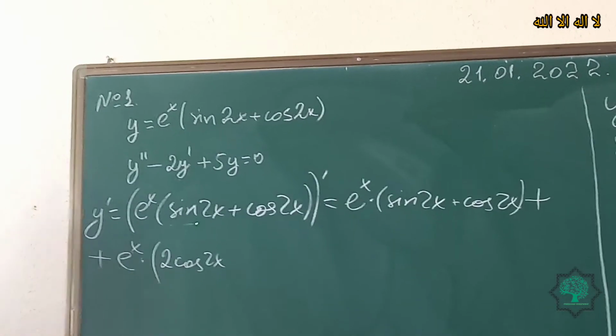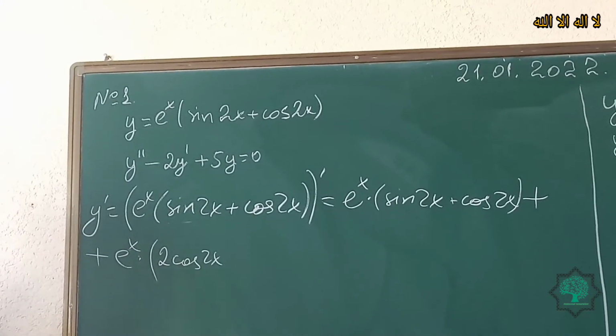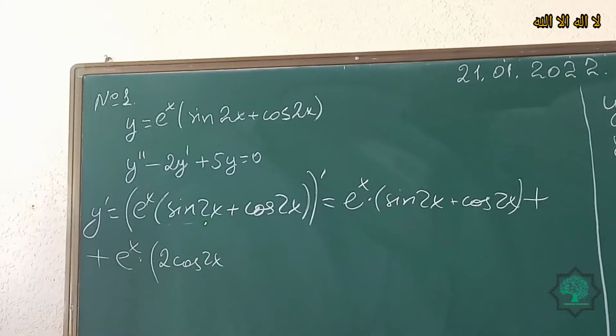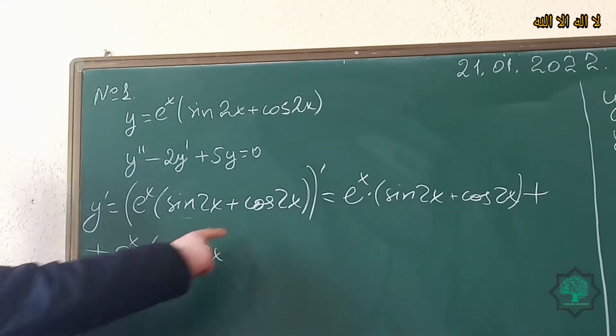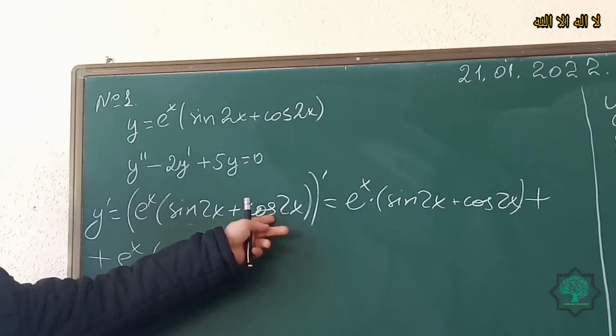Because sine 2x and cosine 2x are composite functions, we find once again the derivative of the inside function, of 2x, okay? And cosine 2x, what is its derivative? Who will say?